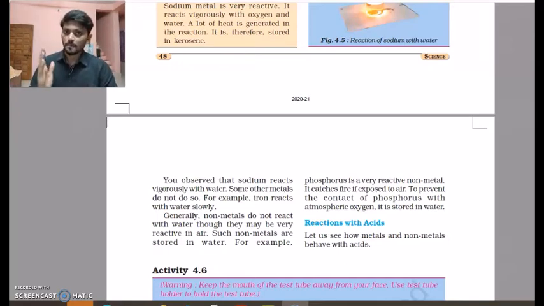So we can say that with metals, if you add water, there is a reaction. Some might be very fast, some might be very slow, but yes, there is some reaction. But if you add non-metals to water, there is no reaction. So we have checked with oxygen and we have checked with water. Now let us check it with acids and bases.